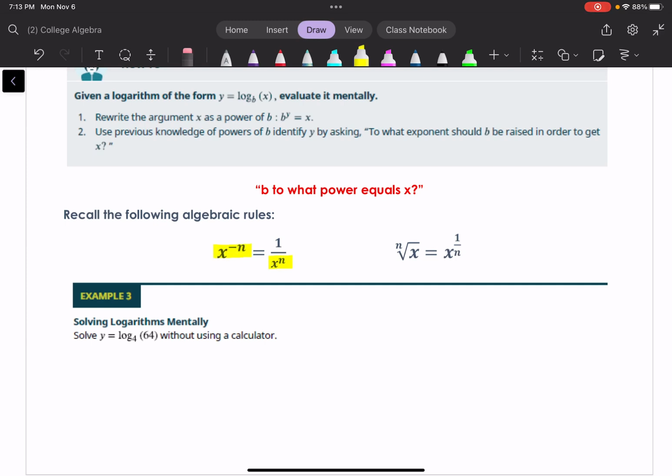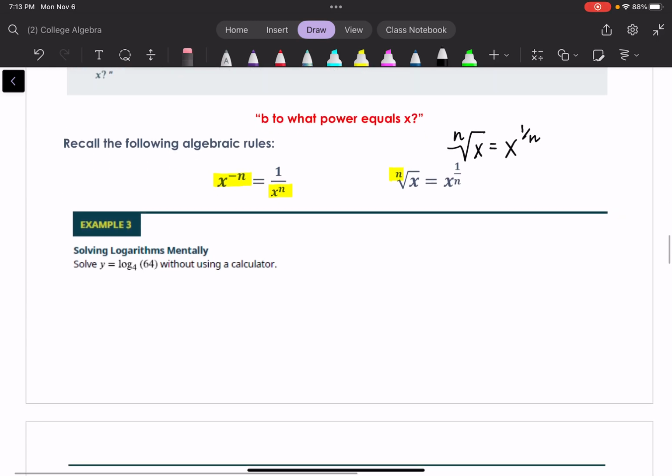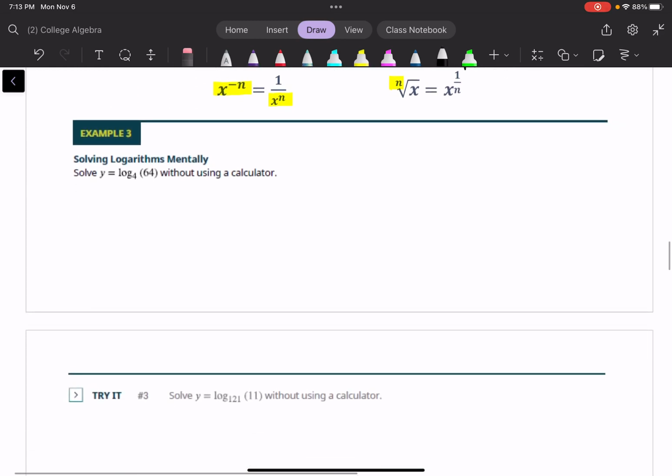And then also remember for rational or fractional exponents, if we have the nth root of x, that becomes x to the 1 over n power. And let me just make that a little more clear because the formatting is kind of gross. So that's the 1 over n power for the nth root of x. And we saw that when we were solving for the rate in the compound interest formula. So let's solve this mentally.